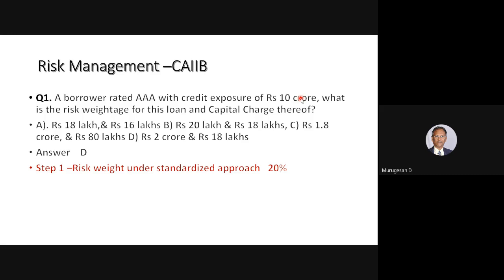So the risk weighted asset is 2 crore, 20%, and capital needed is 1.8. Great. One mark. Okay, just this we have discussed.